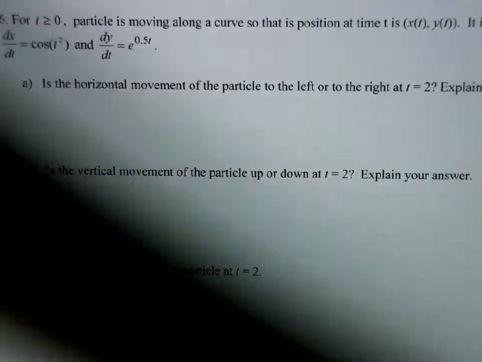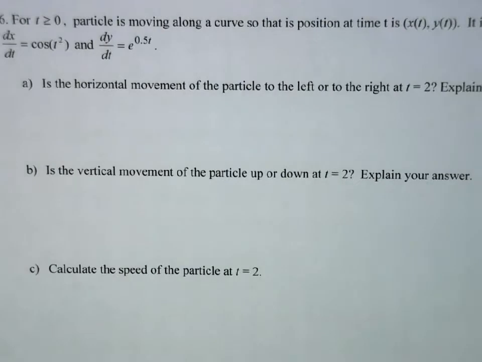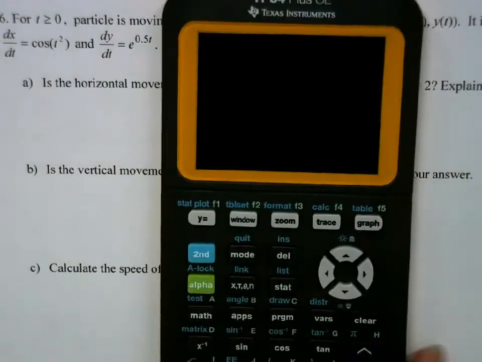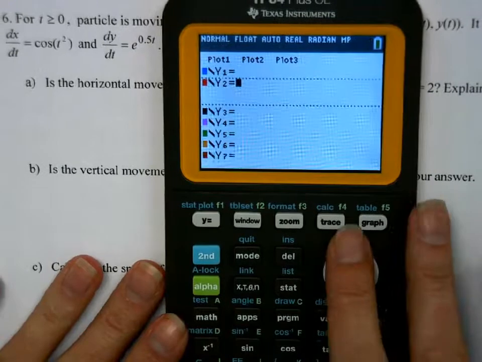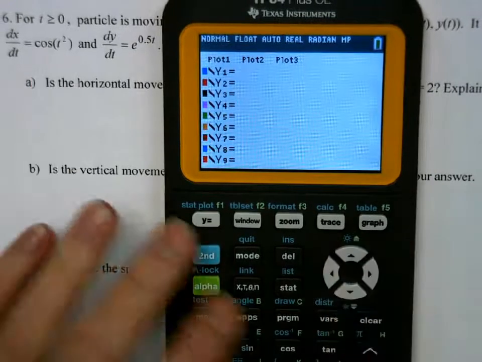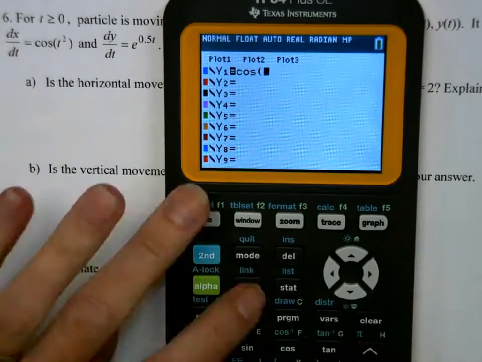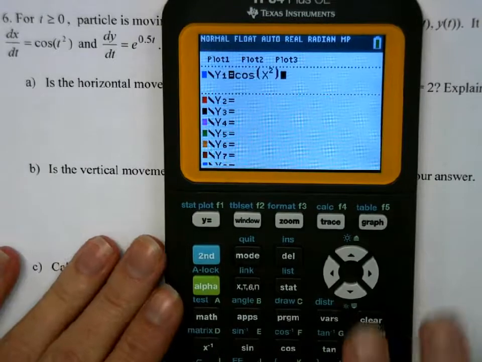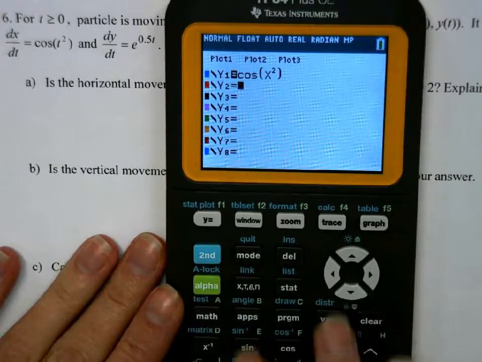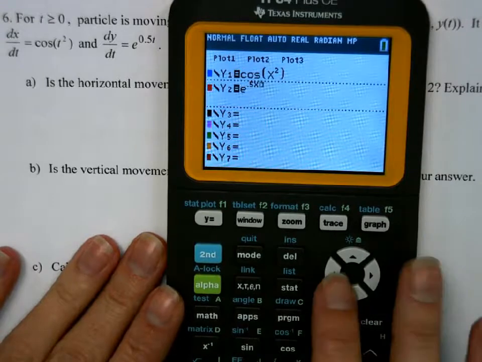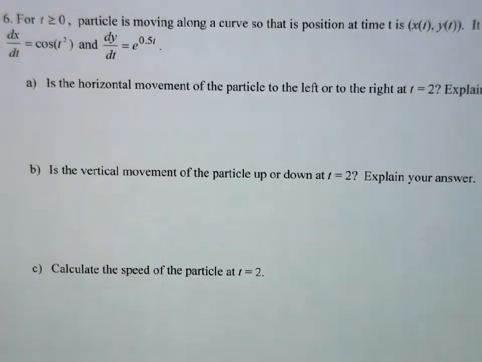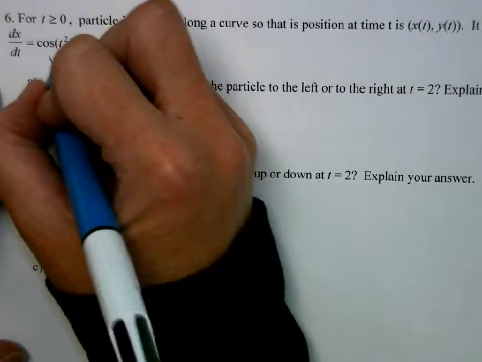Our last problem is going to be very, very calculator heavy, so we want to make sure we know the moves here. Okay, the first thing I'm going to do, I've got 2 equations. I'm going to store them in my calculator. Cosine x squared, and even though they're parametric, I'm just going to use function mode. And then e to the 0.5x. Okay, so in my calculator, this is stored in y1, this is stored in y2.